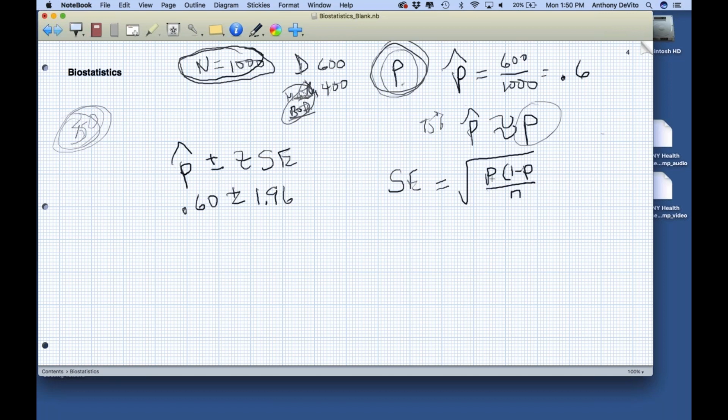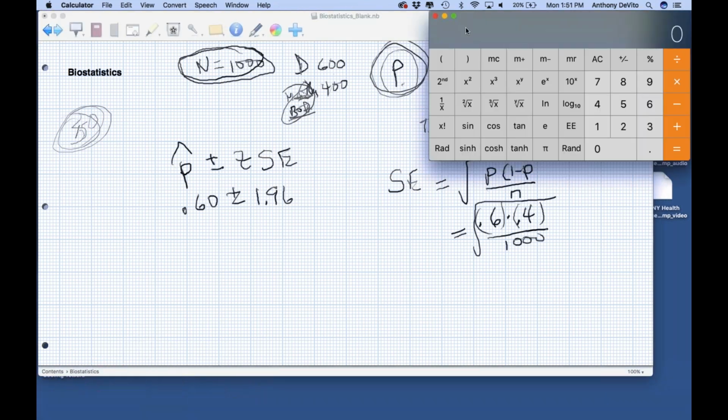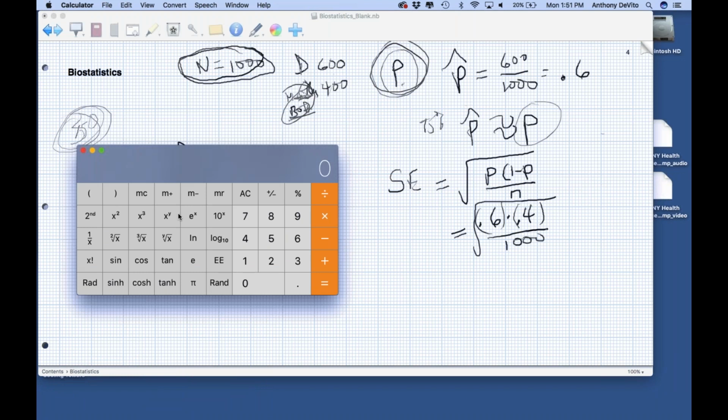I don't know what P is, so what do I have to use instead? I have to use P cap. So that's equal to 0.6 times 0.4 over 1,000, and then we take the square root of that whole thing. Okay, so let's go ahead and pull up a calculator and give that a try. Okay, 0.6 times 0.4 equals 0.24, divided by 1,000.